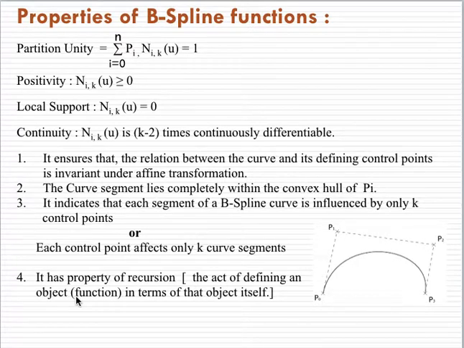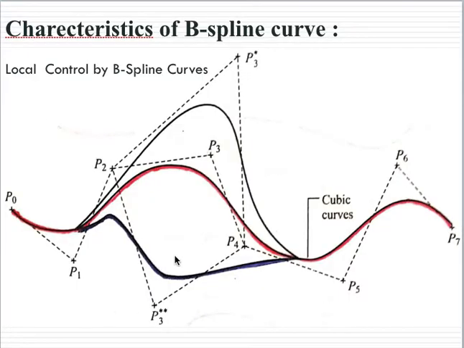So here, it is useful to notice that the B-spline polynomial basis has the same two properties as the Bezier curve, right? The B-spline functions also have the property of recursion. Recursion means the act of defining an object or function in terms of that object itself. So the characteristics of the B-spline curve that are useful in design can be summarized, right? Local control of the curve can be achieved by changing the position of control points, using multiple control points by placing several points at the same location, or by choosing a different degree, that is k minus 1. As mentioned earlier, changing one control point affects only k segments, right?